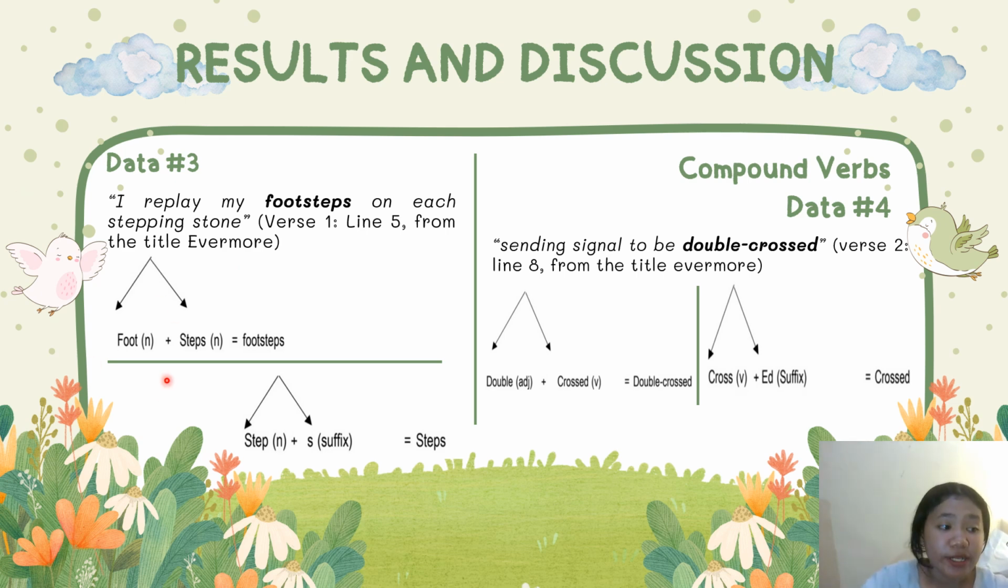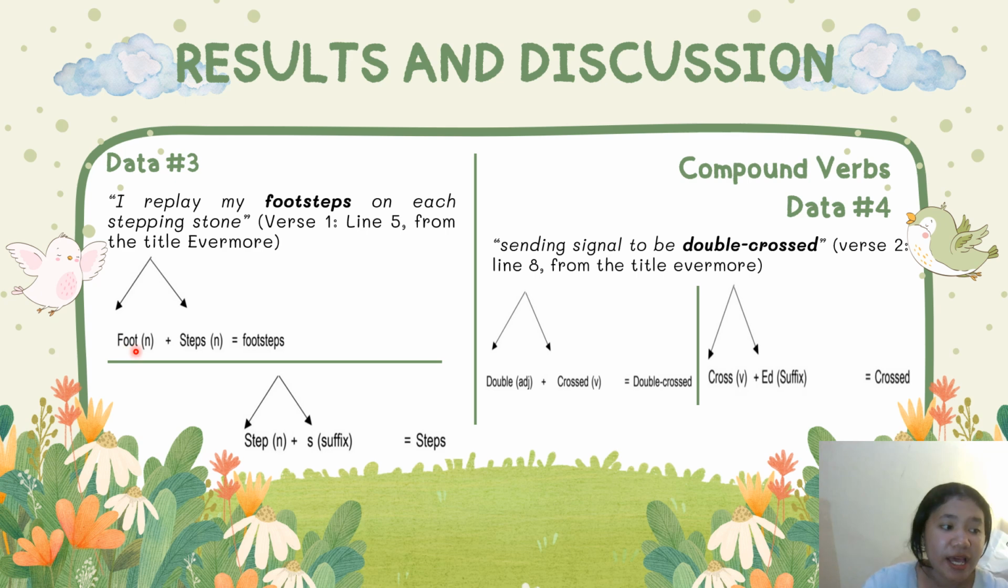The word foot on lexical level means the terminal part of the leg below the ankle joint, on which the body stands and moves. Meanwhile, the word steps on lexical levels means a series of surfaces at increasing or decreasing height in order to walk up or down to a different level. With both being formed together as one, it is obviously creating a new word and also new meaning too.